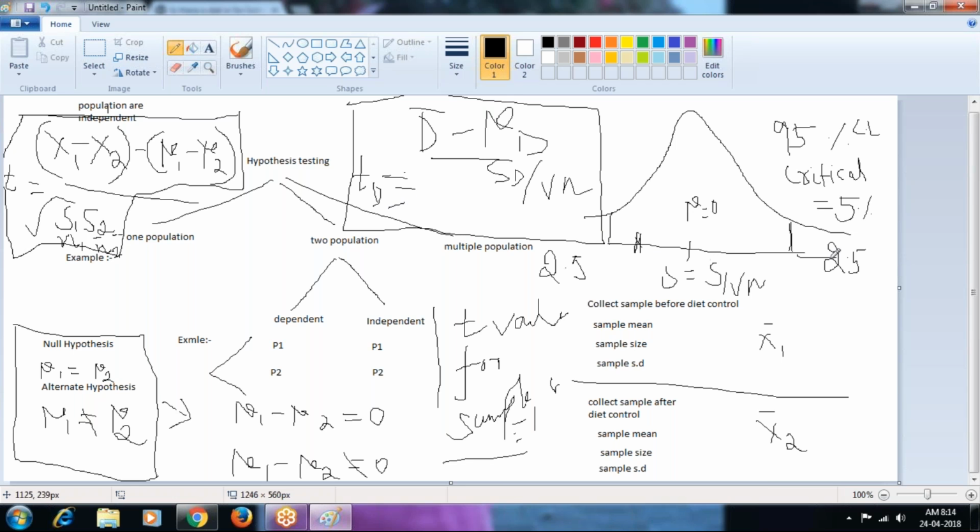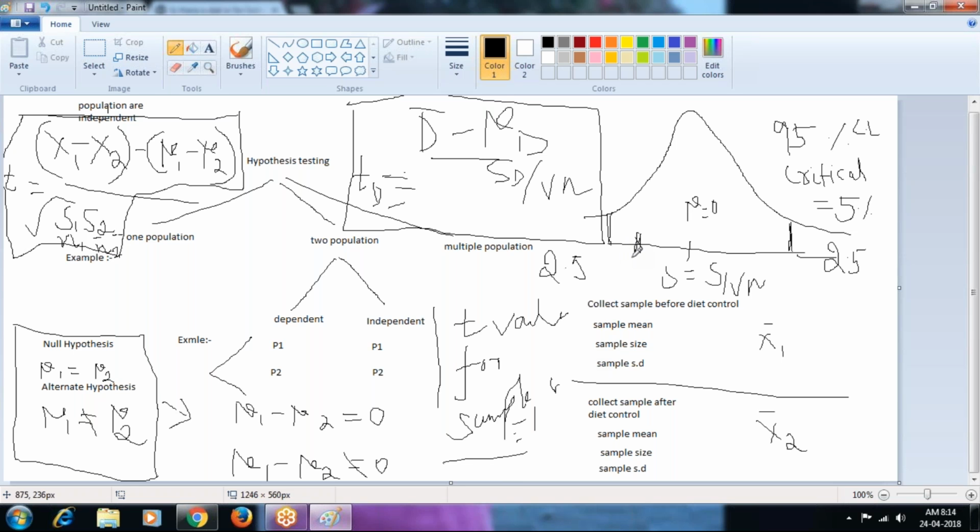If your t value is less than 97.5 and greater than 2.5, then you have to stay with the null hypothesis. Staying with the null hypothesis means your hypothesis says there is no significant difference in weight reduction after your diet control. So it means that the diet control is not working.